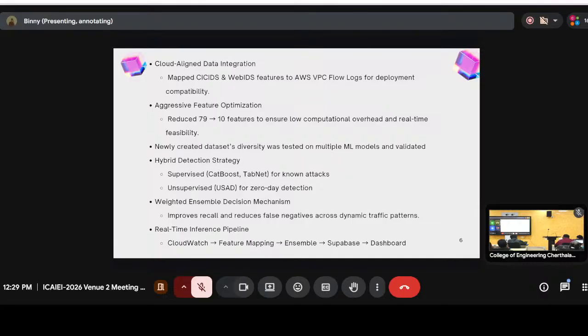Then in the real-time inference pipeline, we have used AWS EC2 instances for creating the virtual machine, and we have used a VPC subnet. That is, we created the VPC subnet within that virtual machine itself, and using CloudWatch, we extracted the VPC flow logs. After extracting the flow logs, we did feature engineering and feature mapping. Then it is passed through an ensemble model. The ensemble model's prediction and the log are updated, and the results will be updated in the dashboard screen itself.